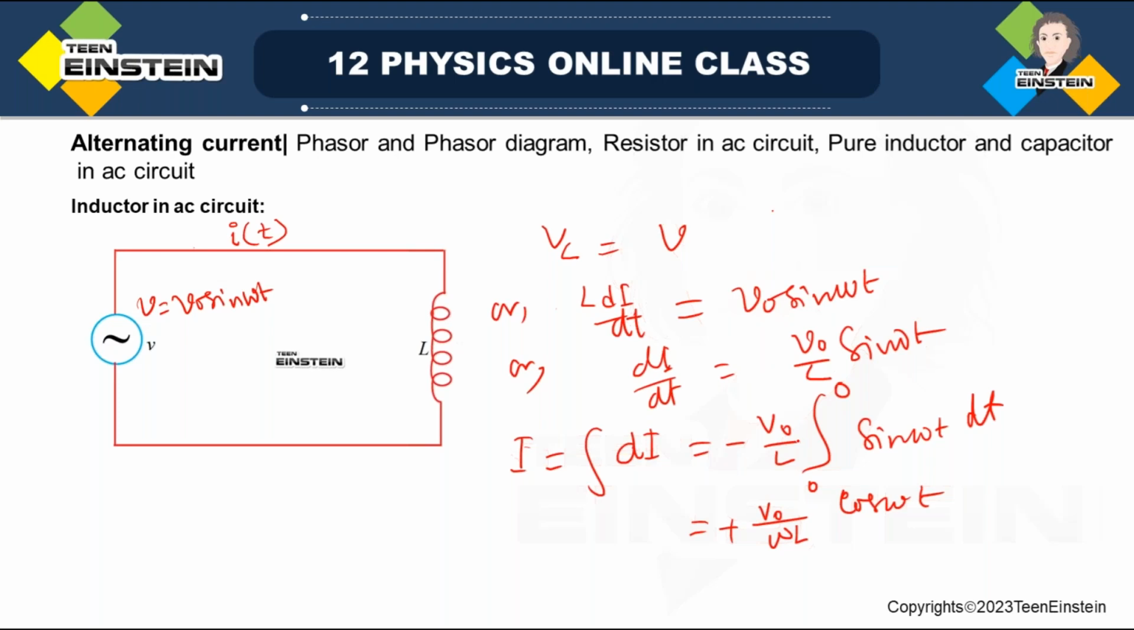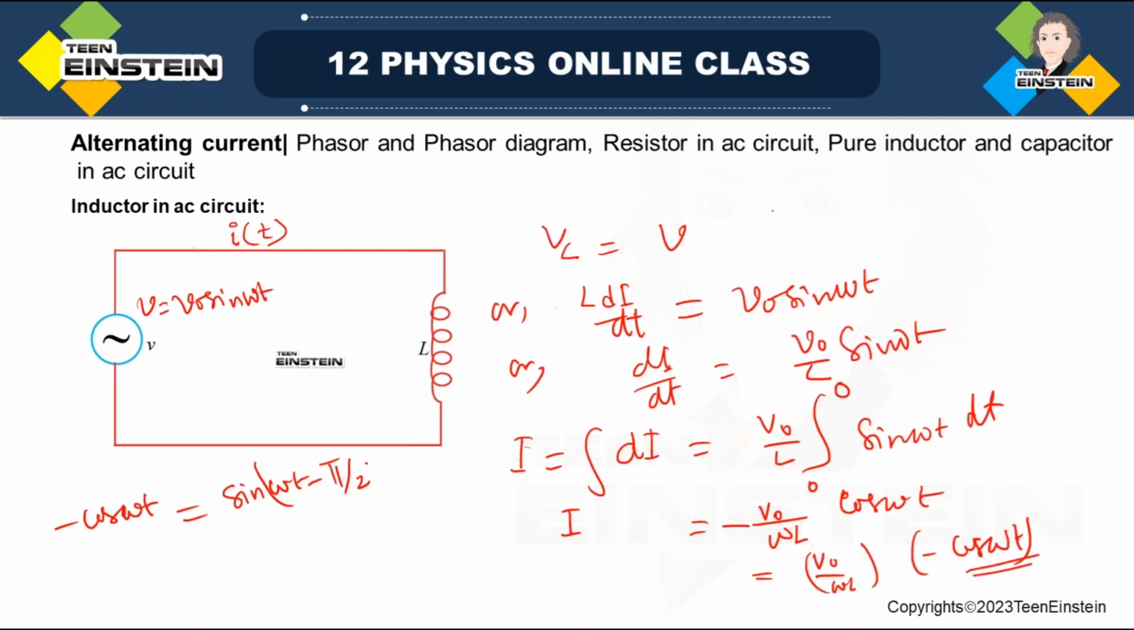Now after doing the integration, we get a minus sign because cos has come. So the current is V0 by omega L, and this is minus cos of omega t. This minus cos omega t we can write in terms of sine as sine of omega t minus pi by 2.